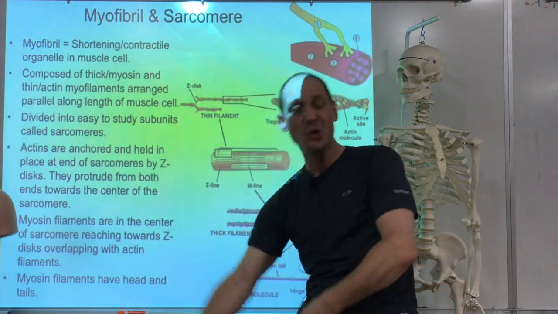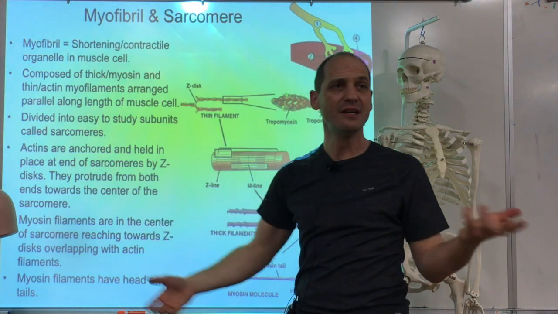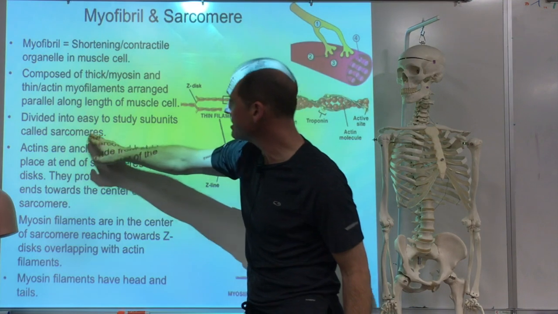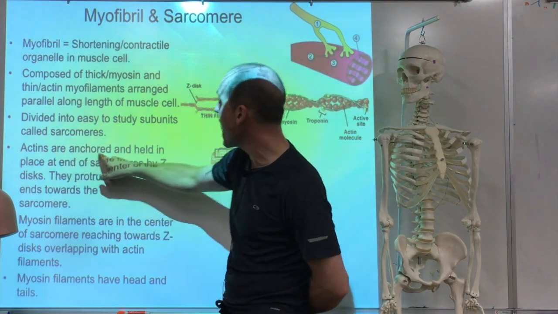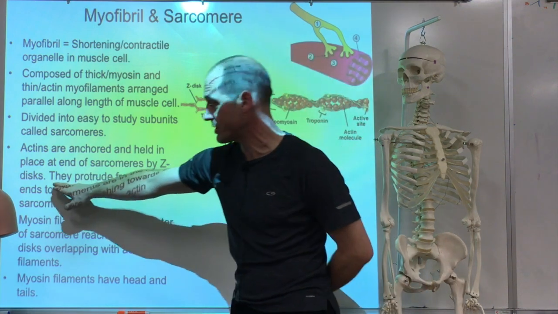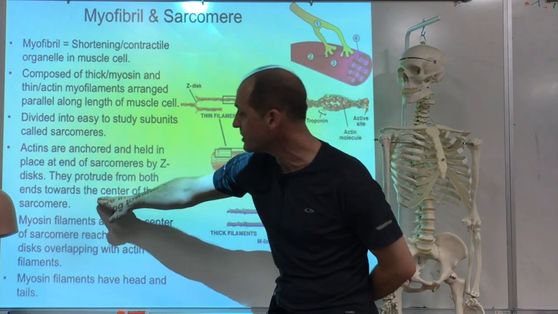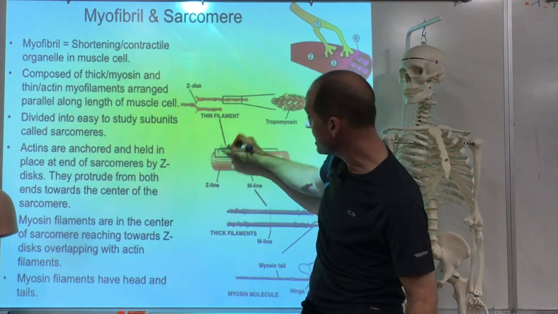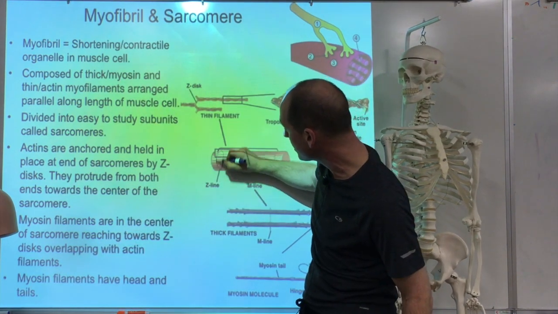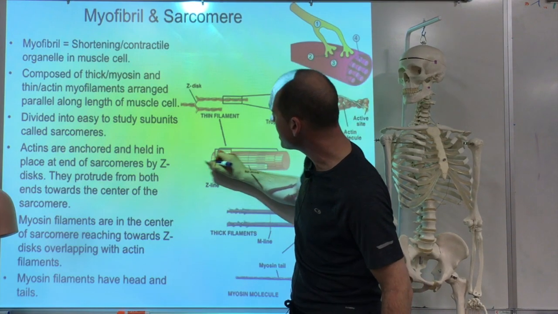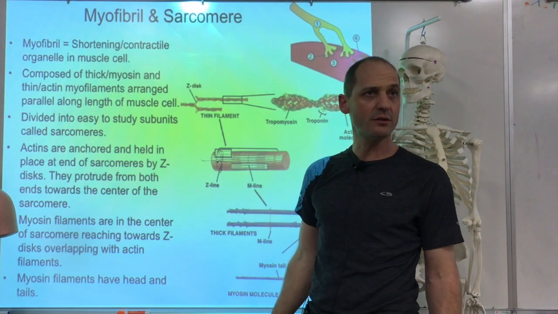Because otherwise I have to take this whole muscle out and study the whole thing. It's too overwhelming because it just repeats itself. And so that's a sarcomere. Actin are anchored and held in place at the end of the sarcomeres by a Z disc. They protrude from both ends towards the center of the sarcomere. What that means is, this is the Z disc. There is this sort of a disc. You can't really see it's a disc. But it holds all these actins together, and then they go from both sides towards the center.